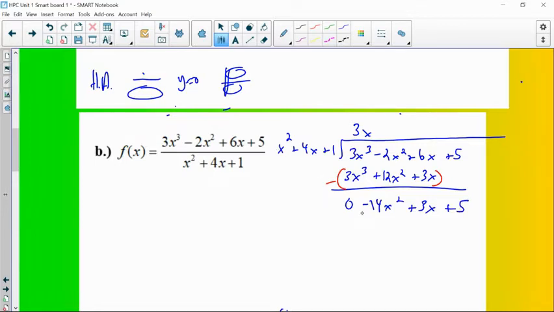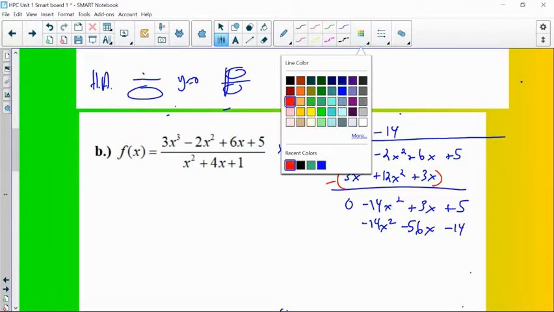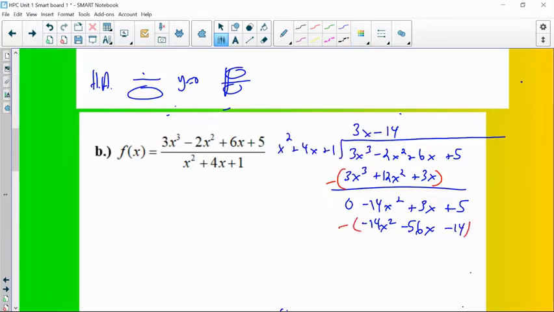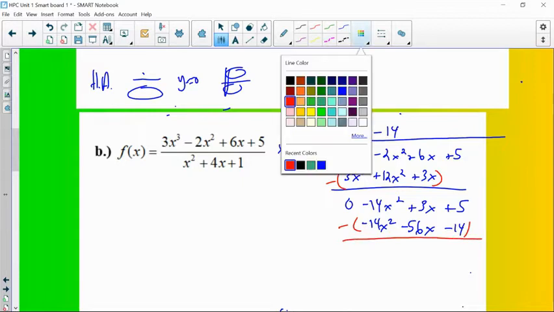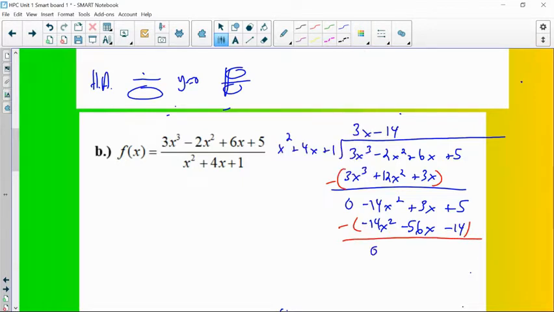So x squared goes into negative 14x squared negative 14 times. So negative 14 times x squared is negative 14x squared. Negative 14 times 4 is negative 56x. And then negative 14 times 1 is negative 14. And again, remember, we subtract. So I'm just going to highlight that in red. And then we take a look and see what happens. That cancels, so that's a 0, which is good. 3 minus negative 56 is a positive 59x. And then 5 minus negative 14 is positive 19.